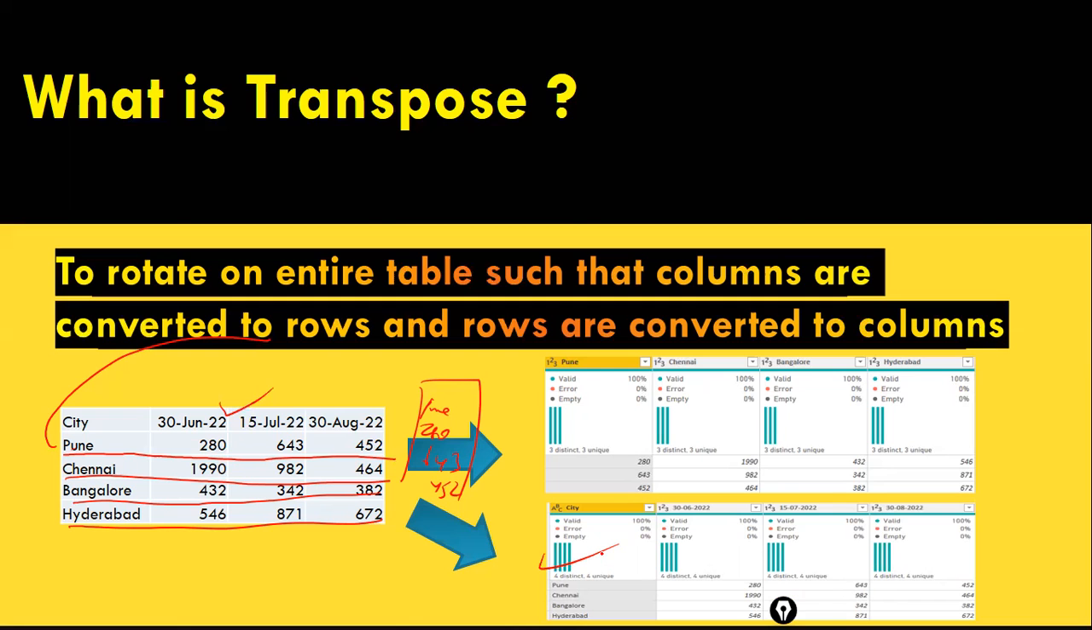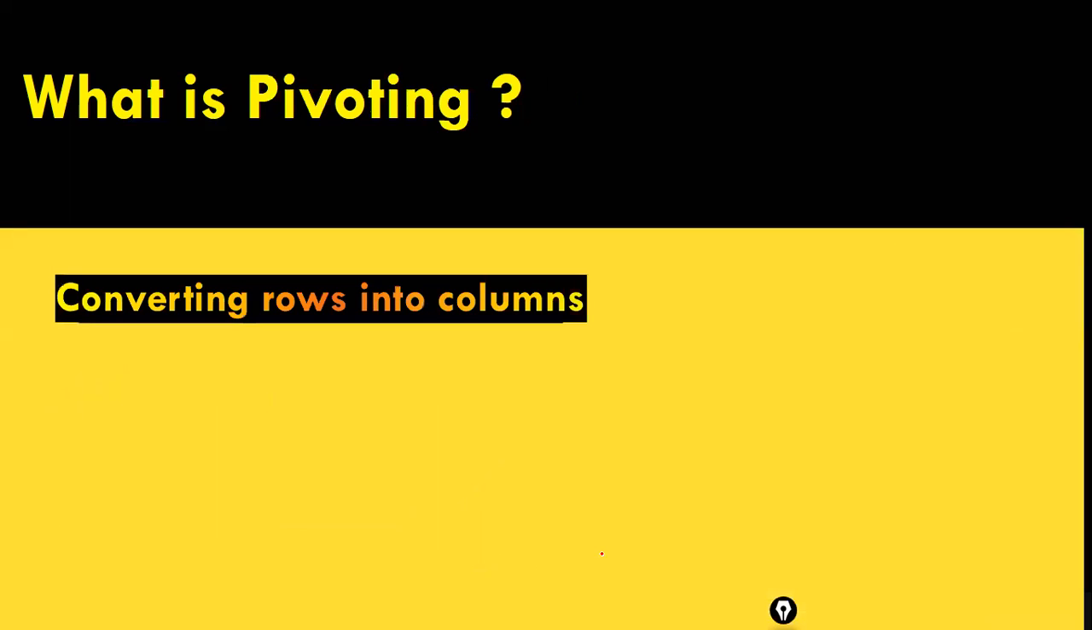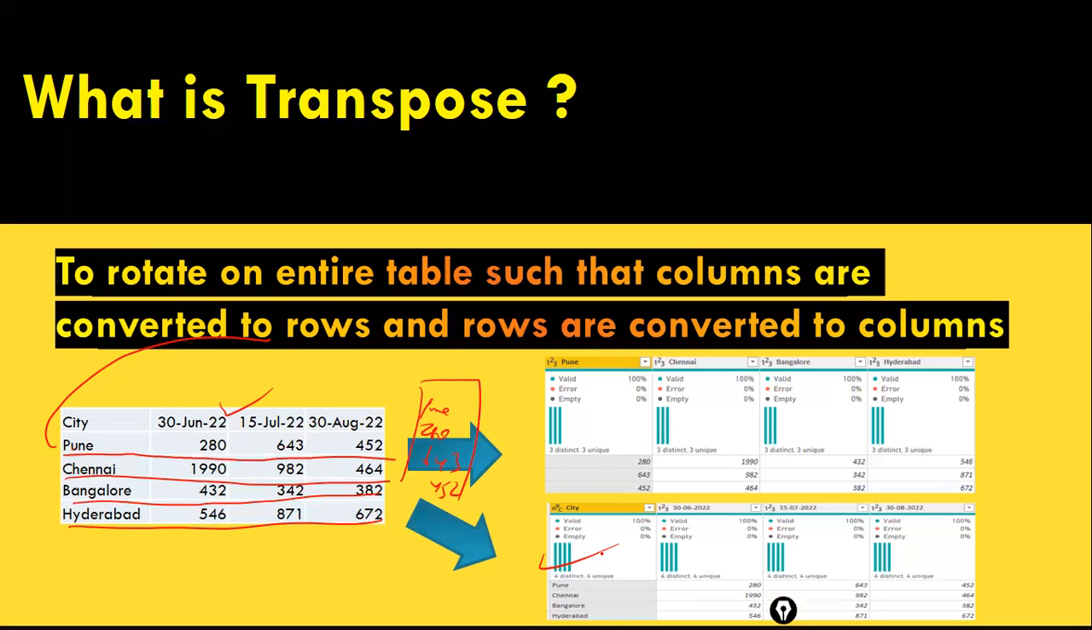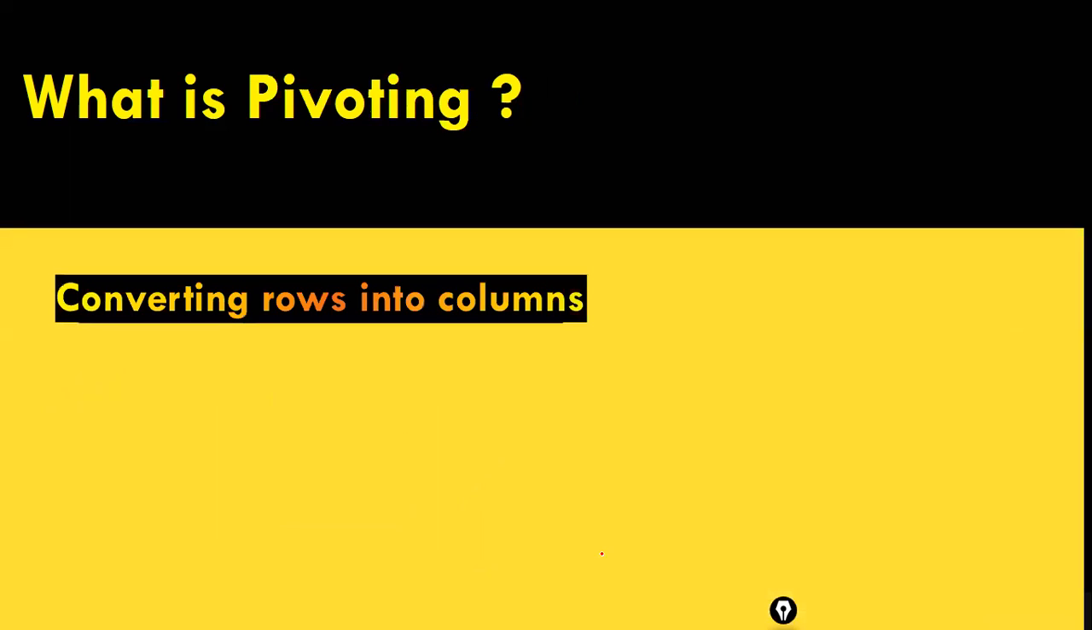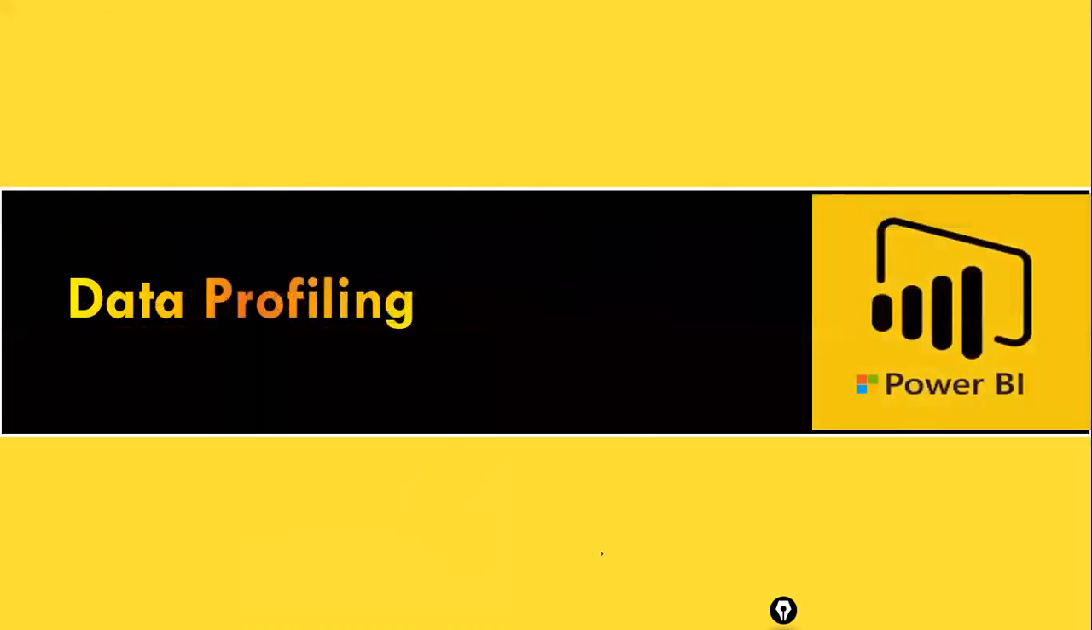The transpose. And the next one is pivoting, converting rows into columns. The same thing we can do with transpose, but the advantage of transpose is you can convert rows into columns and columns into rows. But with pivoting, you can only convert the rows into columns. That's it. Okay.